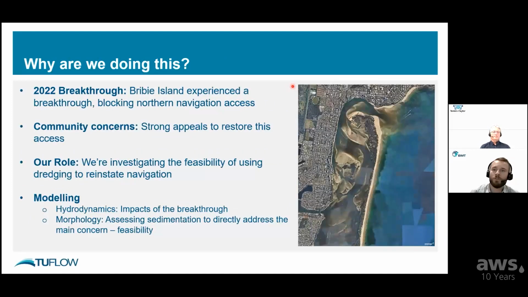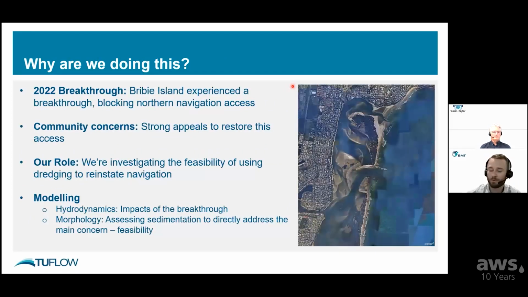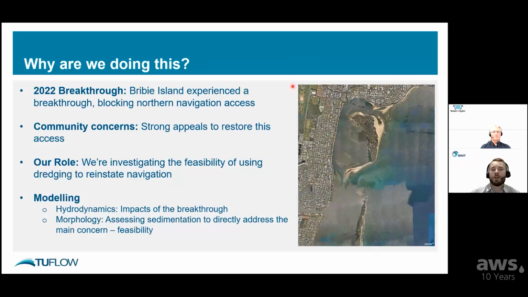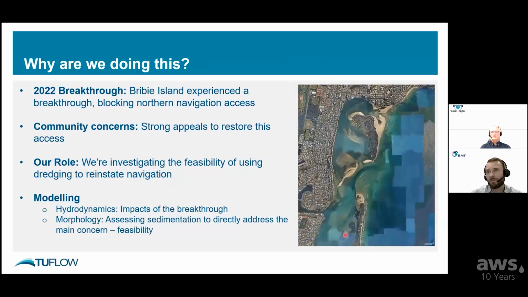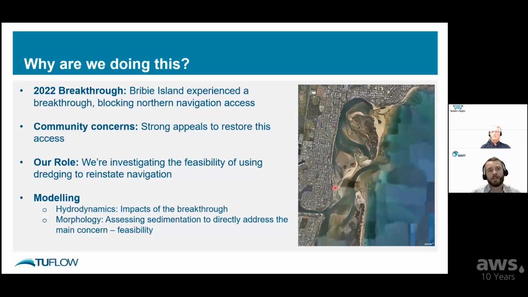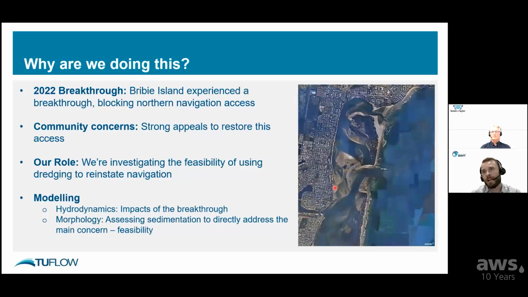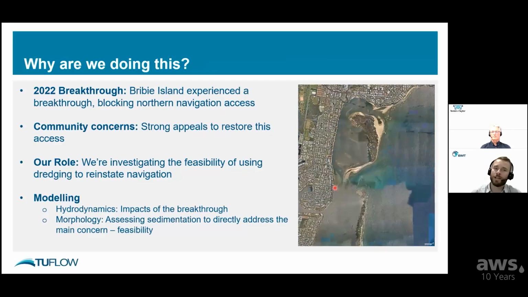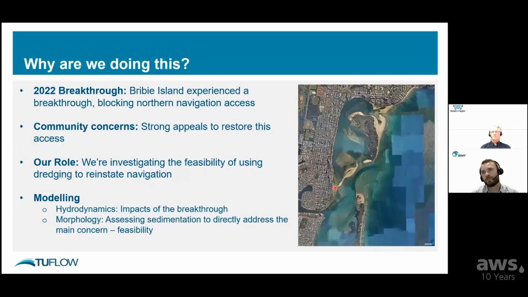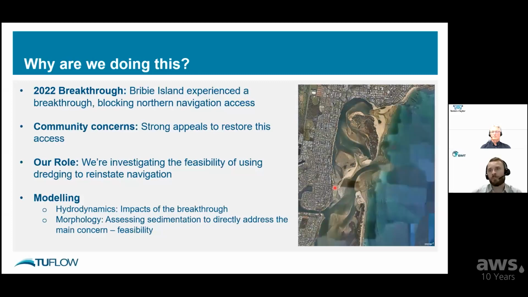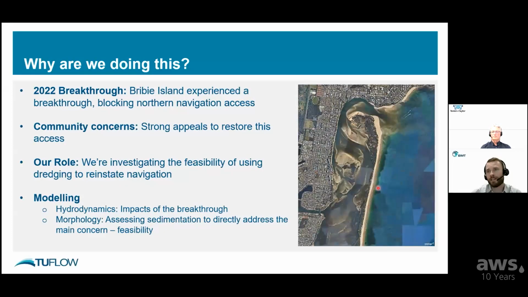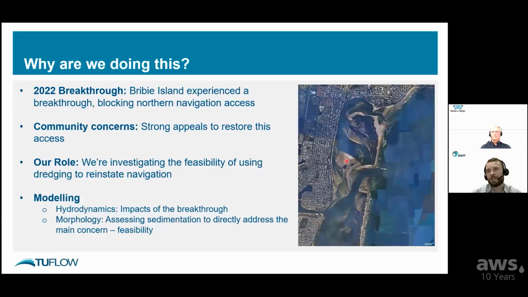But first of all, let's do a high-level summary of why we're all doing this. So Bribie Island, you can see this animation that just started playing over on the right. In 2022, Bribie Island broke through, and pretty quickly after it broke through, the navigational access to the northern section of this estuary was blocked off by a sand shoal. So you can kind of see it start to form up right about here.